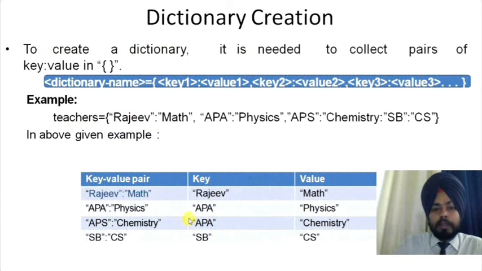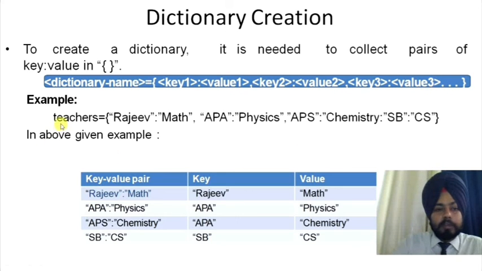Our next and last topic in this video is dictionary, means how can we create a dictionary in Python. To create a dictionary, it is needed to collect pairs of keys and values. To create a dictionary we'll use two kinds of values. The first value is the key and the next one is the value. Here is the example. We write the name of the dictionary, the key, then the value of the key, then the second key, the value of the second key, then the third key and the value of the third key.